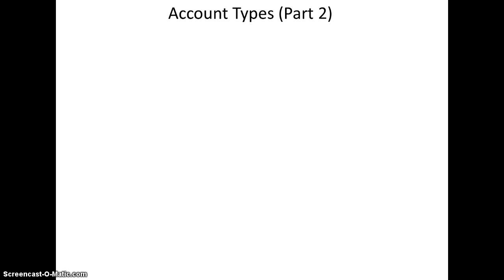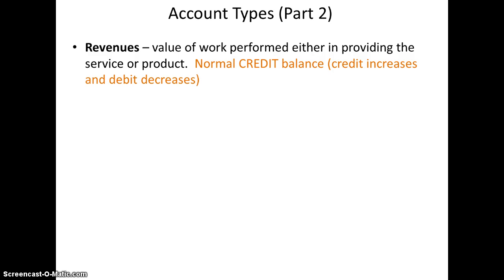But we have more. We have revenues. Revenue is the value of work performed either in providing a service or providing a product. Remember, the key to this is you have to do the work, not whether or not you were paid. This has a normal credit balance, so a credit will increase and a debit will decrease.